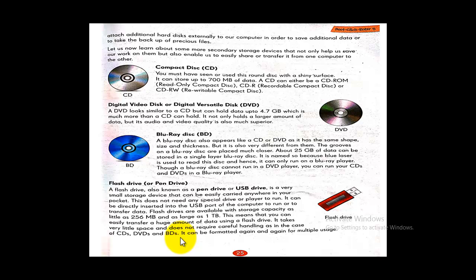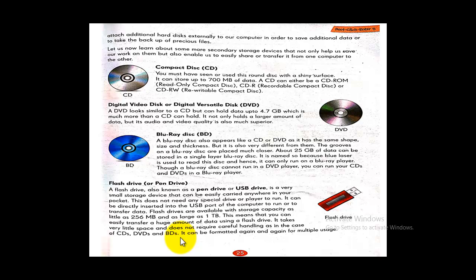For a CD, DVD or Blu-ray disc, we have to handle it very carefully. If a single scratch or some dust goes inside, then it cannot play properly, and it may be corrupted. So we should handle CDs, DVDs and Blu-ray discs very carefully.